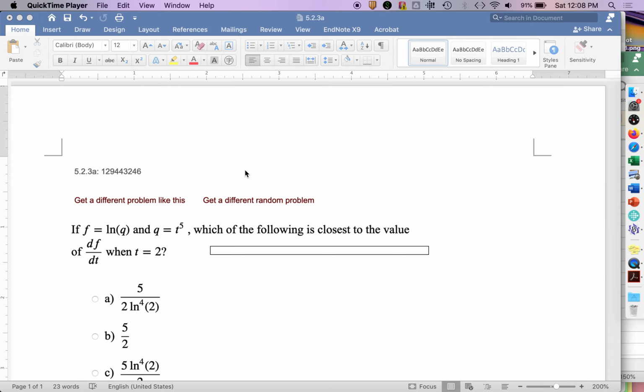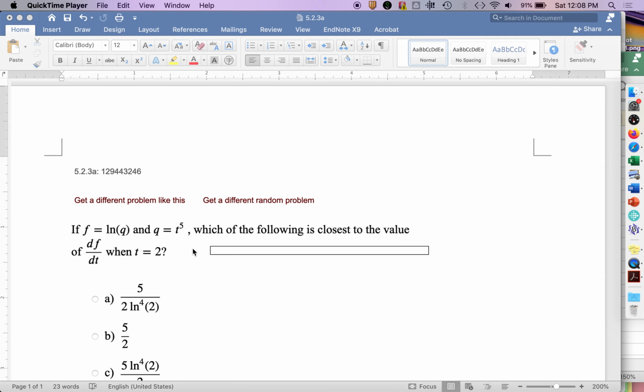Okay, I'm going to do a couple of versions of 5.2.3a. In this one, if f equals ln of q and q equals t to the fifth, which of the following is closest to the value of df over dt, so the derivative with respect to t, when t equals 2? So I need to find the derivative of f and then plug in a 2.